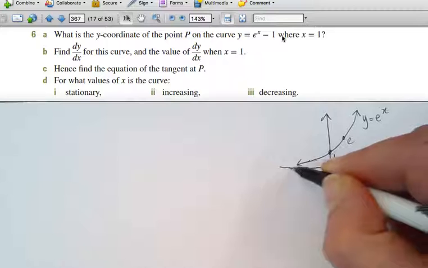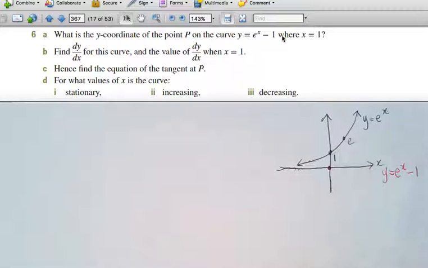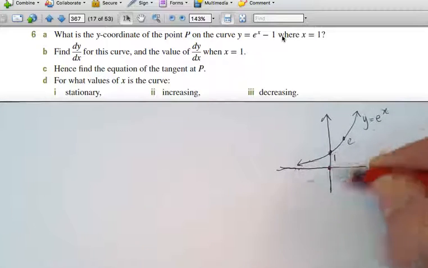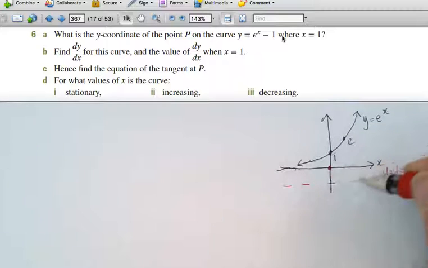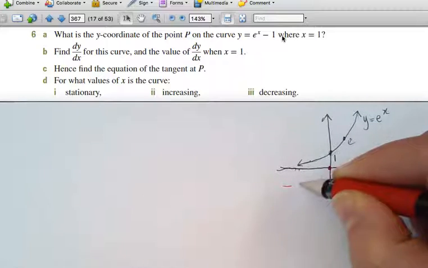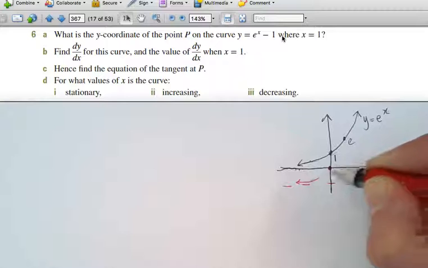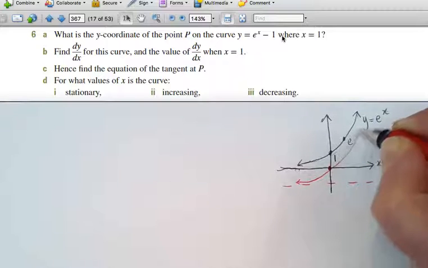Yeah, that's the asymptote. The x-axis is the asymptote. What do you think the new asymptote's going to be? So the whole thing's shifted down 1. The new asymptote will be y equals -1. So this is what the curve's going to look like.